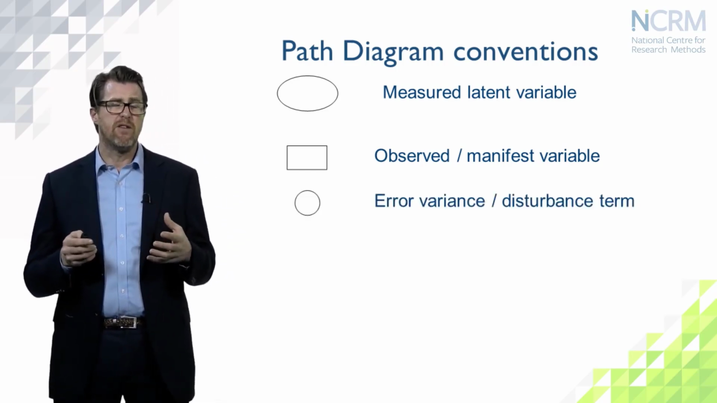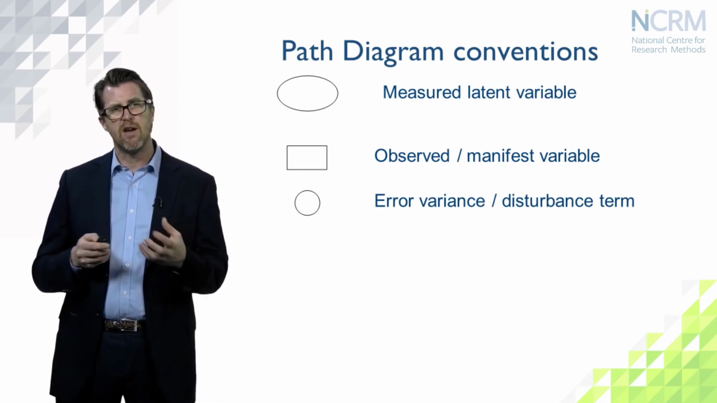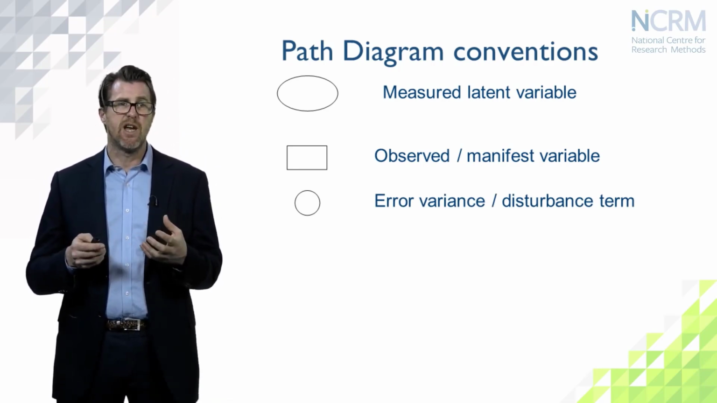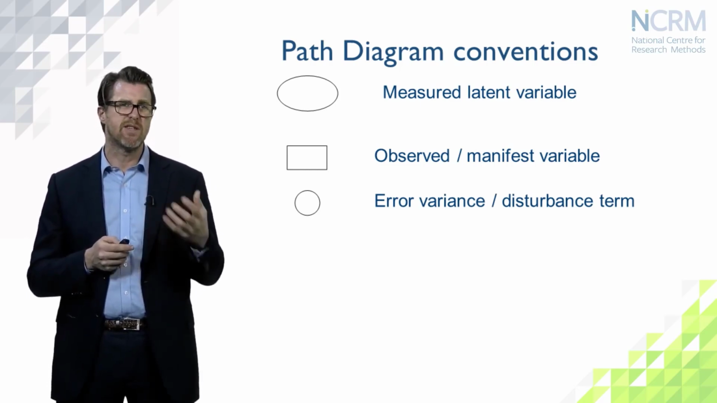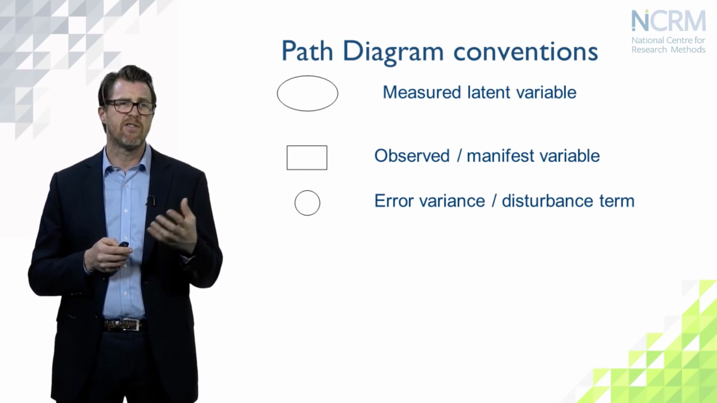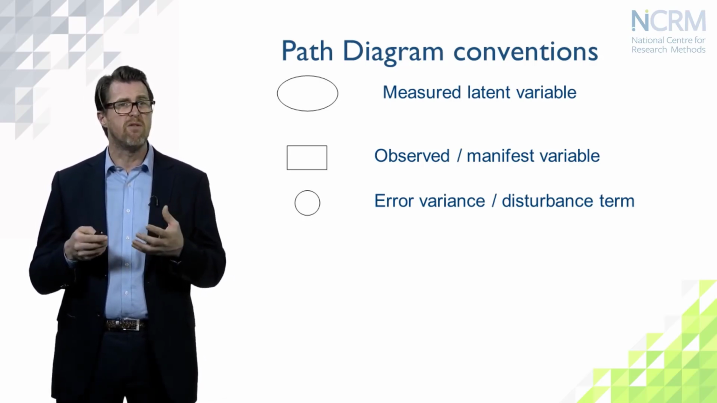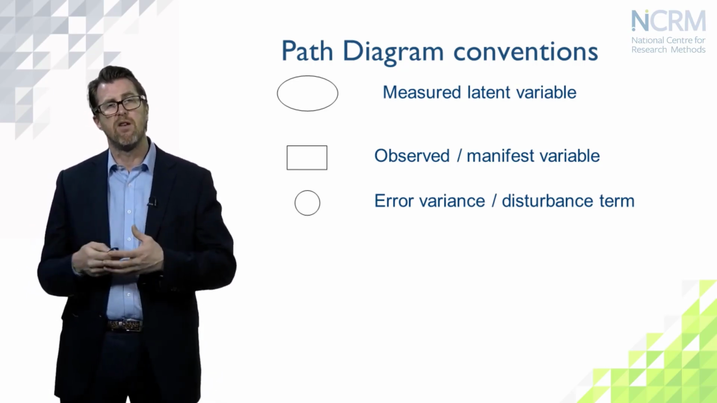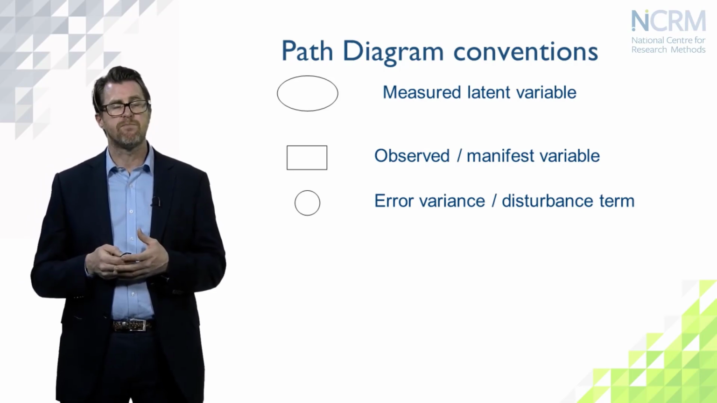Error variances are small circles, and this is similar to a measured latent variable. It's a circular form, but it's actually a small circle now, and this indicates that these error terms are also latent variables, but we don't actually label them. These are kind of unknown or residual latent variables.